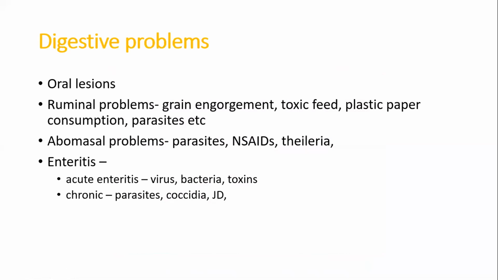So after observing the different conditions of the respiratory tract, we should see the digestive problems. We should examine the oral cavity. We should examine the oral lesions. Then we have to see ruminal problems like grain engorgement, toxic feeds, plastic and paper consumption, and parasites.